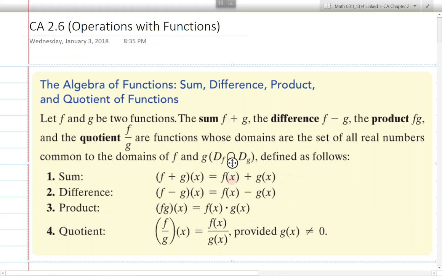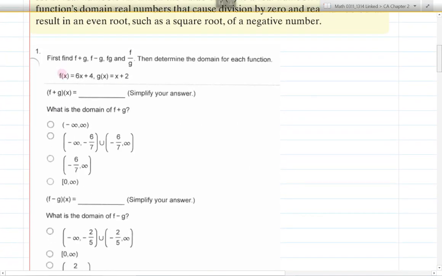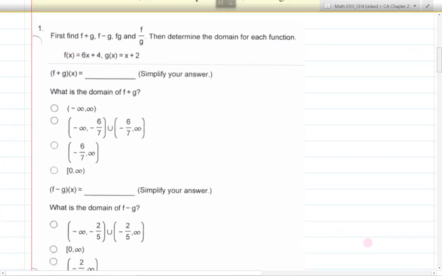Now, if an original f function has all real numbers as its domain, and g has all real numbers as its domain, no exclusions, then the sum, the difference, and the product will also have all real numbers as their domains. The quotient will have all real numbers except any x value that might cause the g function to take on a value of 0. Then that would have to be excluded. So let's take a look at working with sums, differences, products, and quotients.